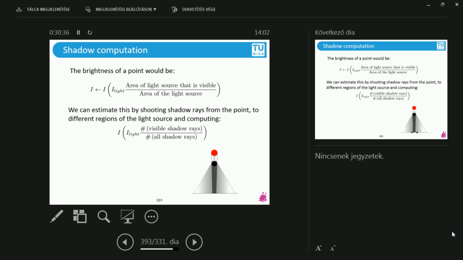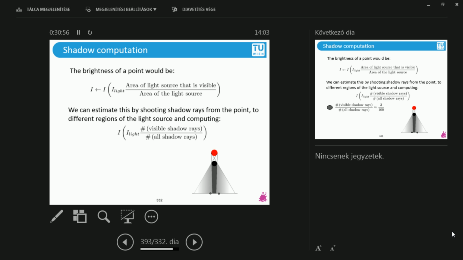Well, for example, how is this region going to look? I'm going to shoot 100 shadow rays from these small black dots, and I'm interested in how many of them are going to make it to the light source. What do you think?